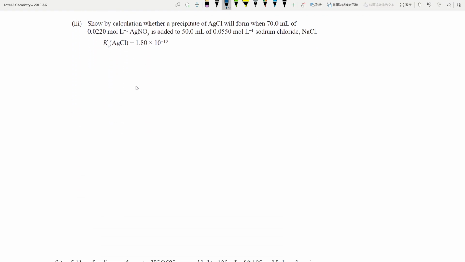Next one, show by calculation whether a precipitate forms. Whenever you see whether a precipitate forms, you need to compare Ksp versus the ionic product. Remember the analogy I gave. Ionic product is your rank score. Ksp is the university entrance. If you're bigger than it, you precipitate, you leave. If you're smaller than it, you stay. You don't beat the rank score and you stay at school for another year. I'm not going to go through that analogy again. Just watch my 2019 video for this particular question.